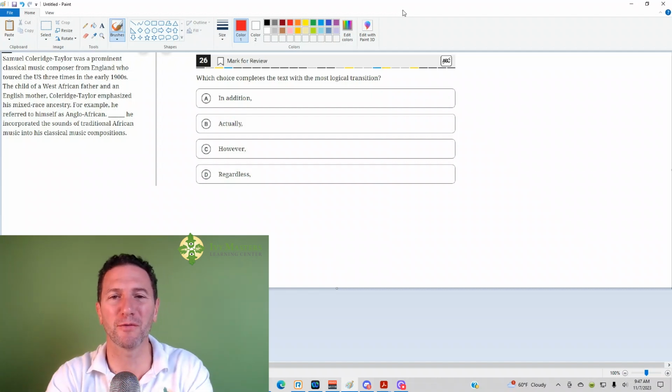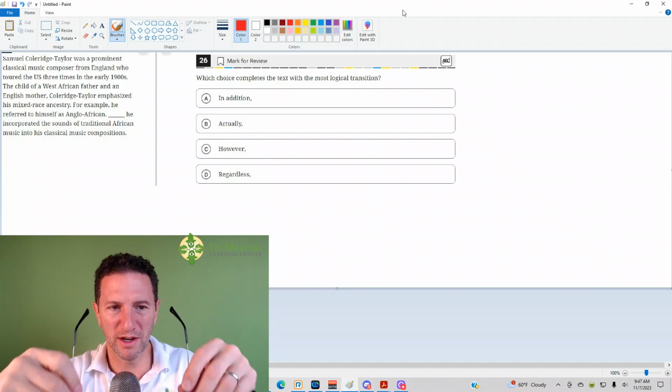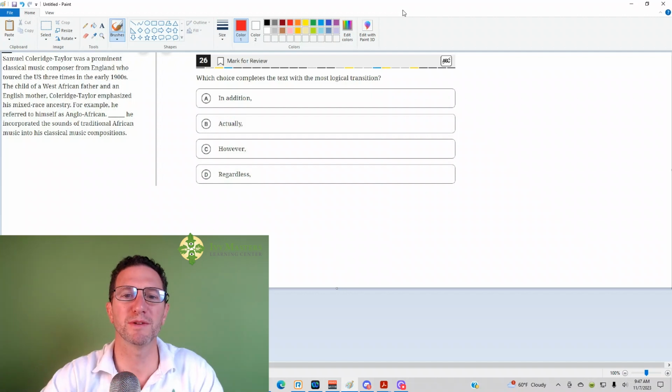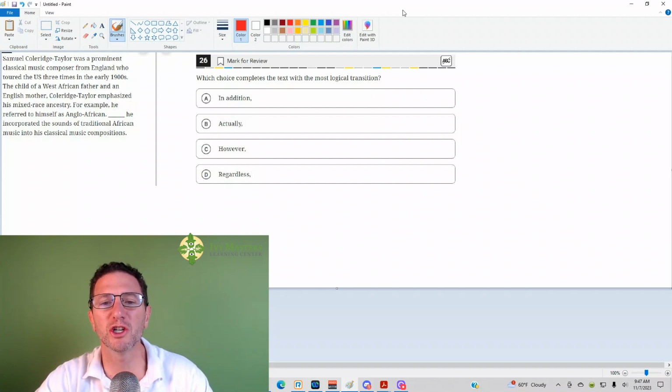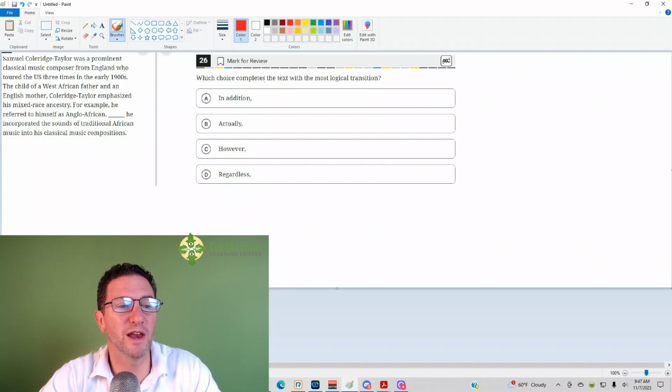And today we're going to look at the first question from the Digital SAT Test 1 Module 2. This is from the Bluebook app, the easier set of reading and writing questions. Number 26 reads, which choice completes the text with the most logical transition? When you see that word transition, what you've got to do is identify whether the sentence before and the sentence itself shows similarity or difference.